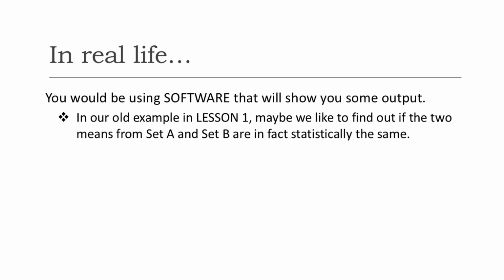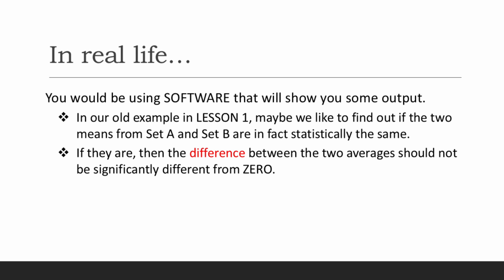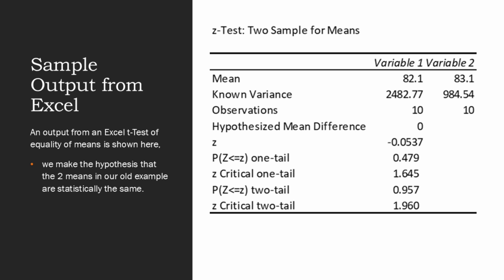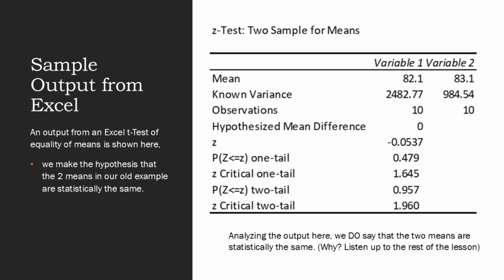In our old example in lesson 1, maybe we'd like to find out if the two means from set A and set B are in fact statistically the same. If they are, then the difference between the two averages should not be significantly different from 0. So we might want to test if the difference is in fact not significantly different from 0. So an output from an Excel t-test of equality of means is shown here, and we make the hypothesis that the two means in our example are statistically the same. Now, what exactly might this output mean?